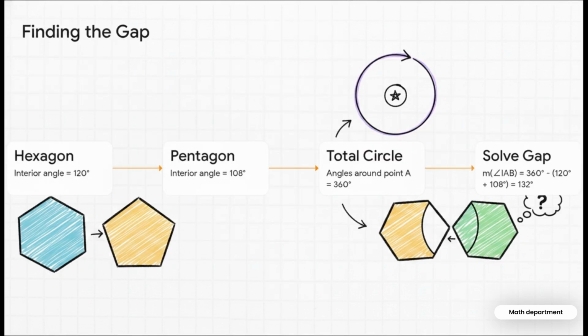Okay, let's write out the logic step by step. Step 1, we use our formula to find a single interior angle of that regular hexagon, which is 6 minus 2 times 180 divided by 6. That gives us 120 degrees. Step 2, we actually already solved the regular pentagon earlier. Its single interior angle is 108 degrees. Step 3, we know that a full rotation around vertex A is a perfect circle, which means it's 360 degrees. So, step 4, we just subtract the angles we know from that total circle. 360 minus the hexagon's 120 minus the pentagon's 108, and that leaves exactly 132 degrees for the gap.